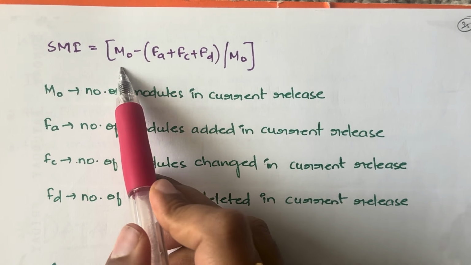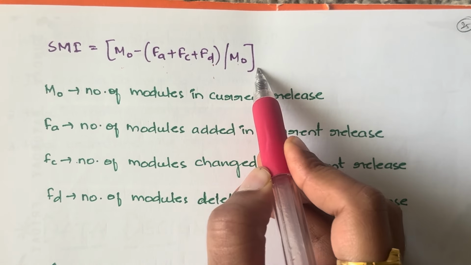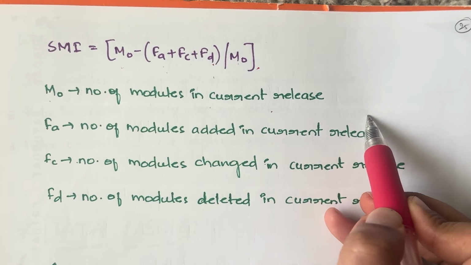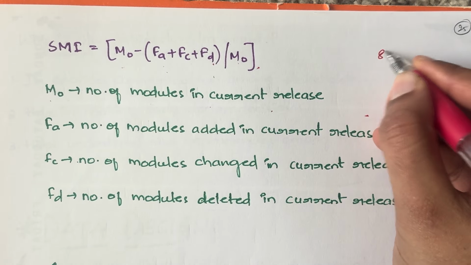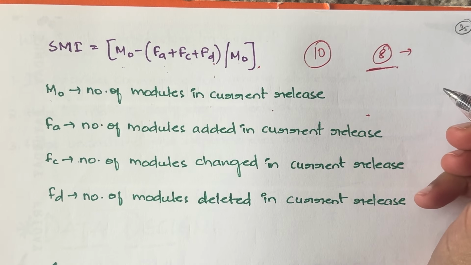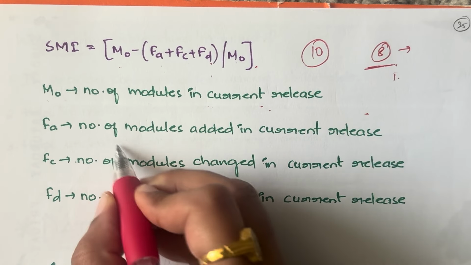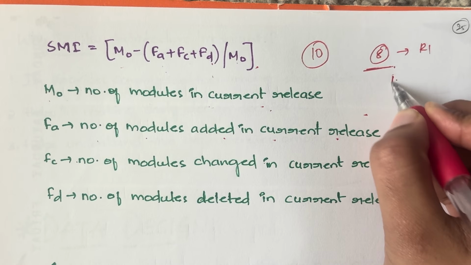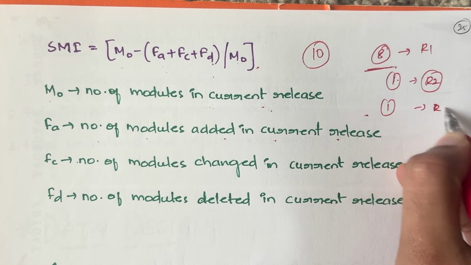Which is (M0 minus (FA + FC + FD)) divided by M0. I'll tell you what each of them is. M0 is the number of modules in the current release. As I said, 8 functionalities, total 10 functionalities, right? Of that, 8 functionalities are in the current release, in release 1. Then let us take this as release 2. In the second release we added 1 feature, and in the third release we added 1 more feature.